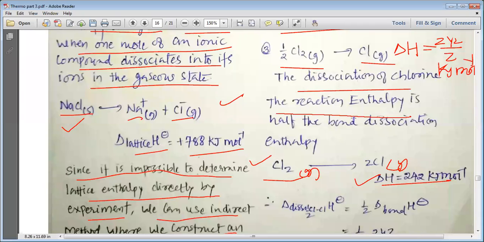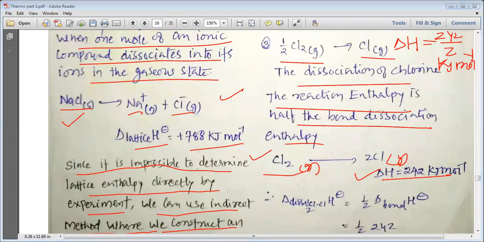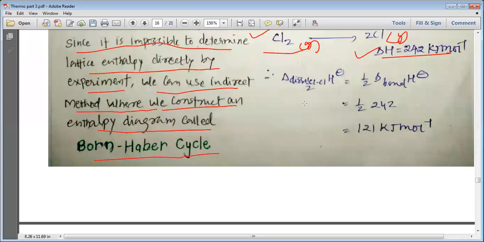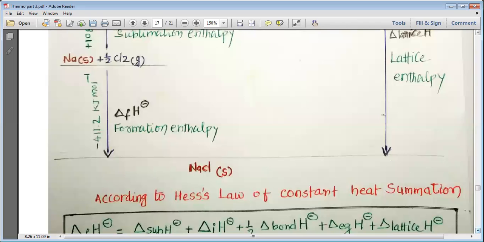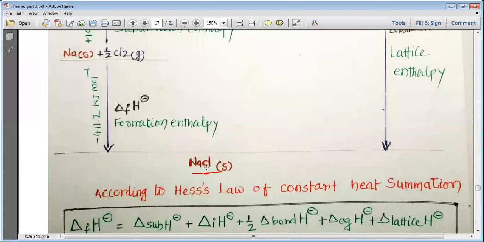For the dissociation of chlorine, the reaction enthalpy is half the bond dissociation enthalpy of chlorine, and that is why, my dear students, the dissociation enthalpy for the chlorine-chlorine bond here we want to use as 121 kilojoule per mole. Here we want only one chlorine instead of two. We just need one chlorine to form NaCl, and that is why the enthalpy change associated with this is 121 kilojoule per mole. Here you can see that I have in front of me NaCl.